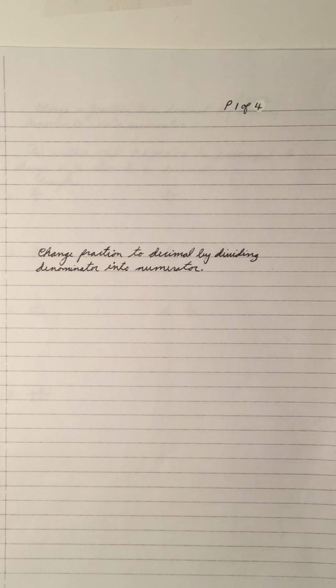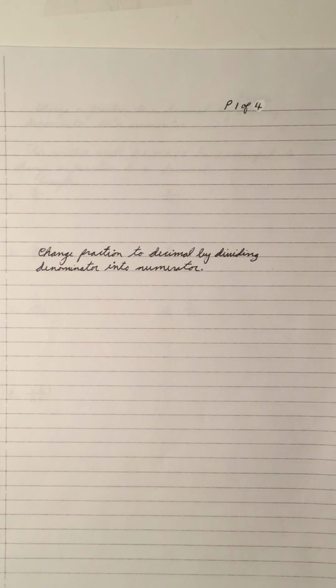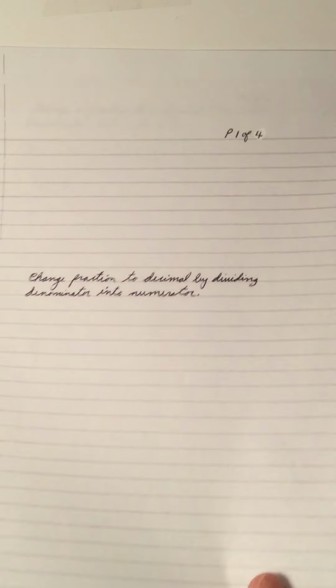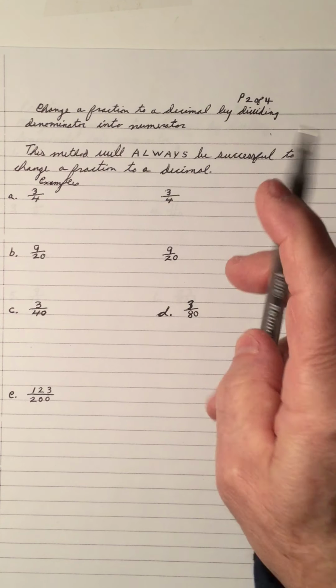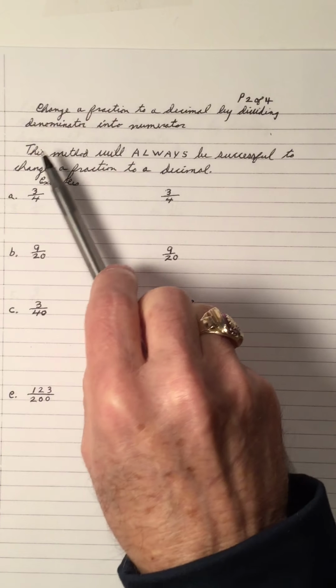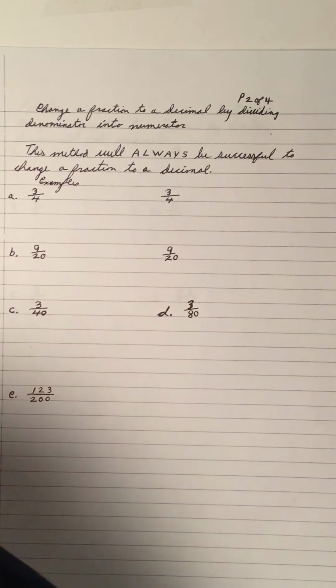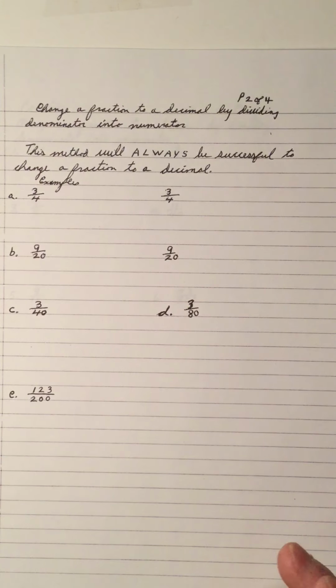Hi, welcome to my video on changing a fraction to a decimal by dividing the denominator into the numerator. Changing a fraction to a decimal by dividing the denominator into the numerator. This method will always be successful to change a fraction to a decimal.